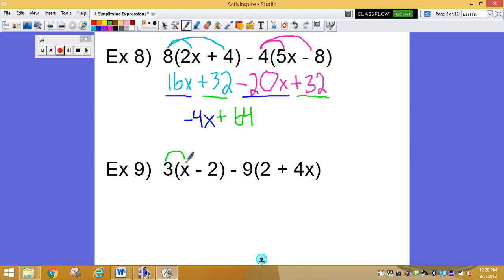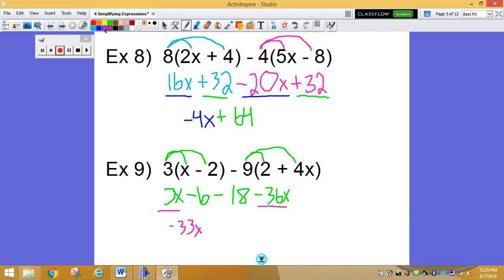Here's how it goes. 3 times x is just 3x. Treat this as a negative 2. 3 times negative 2 is a negative 6. This is a negative 9 that I'm going to multiply. Negative 9 times 2 is negative 18. Negative 9 times 4 is negative 36. And because that 4 had an x, I'm going to bring an x down. And last up, combining our like terms, 3x minus 36x is negative 33x.